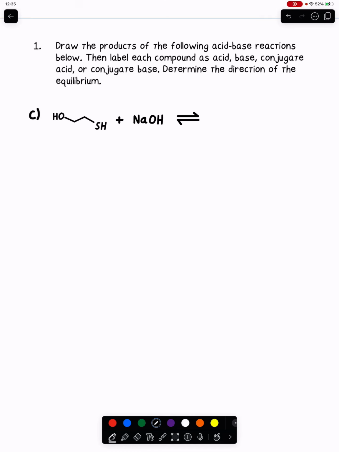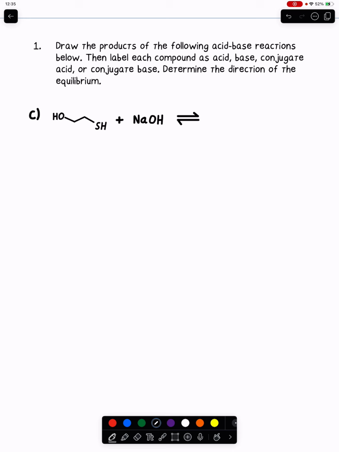In this example, you're again being asked to draw the products of the following acid-base reaction below, and then you're going to label each compound as the acid, the base, the conjugate acid, or the conjugate base, and then you're going to determine the direction of the equilibrium.